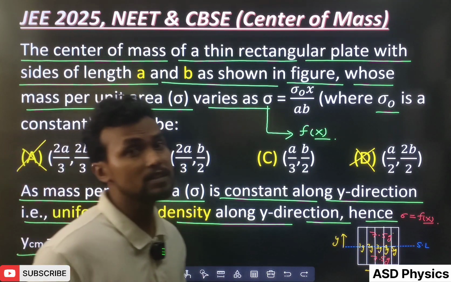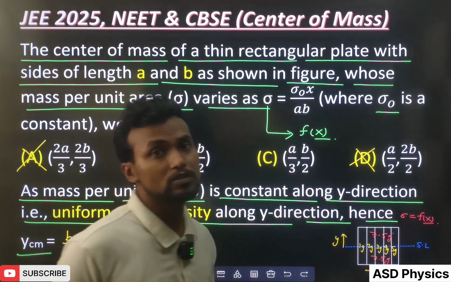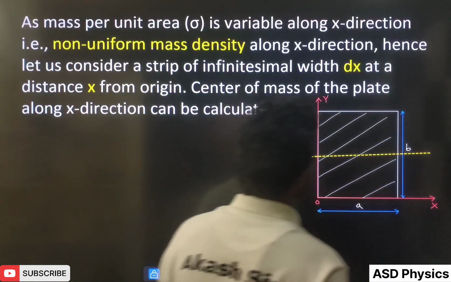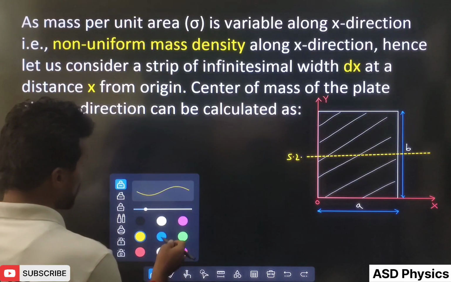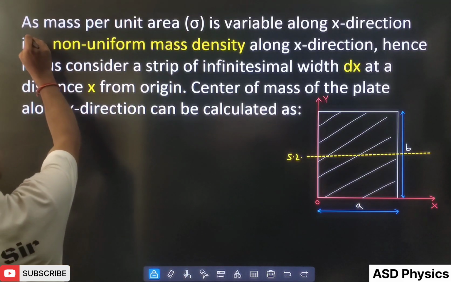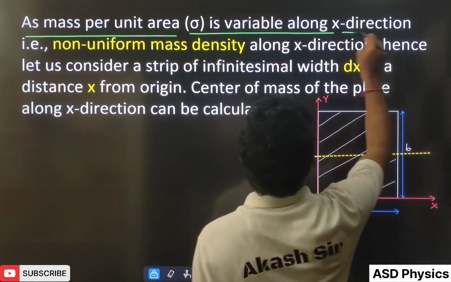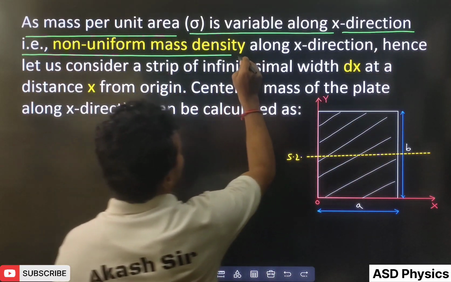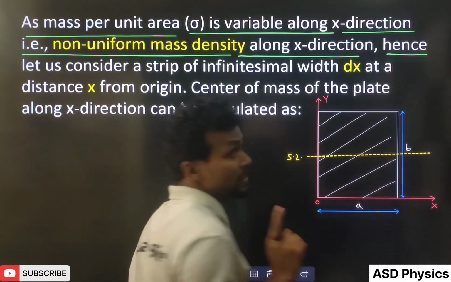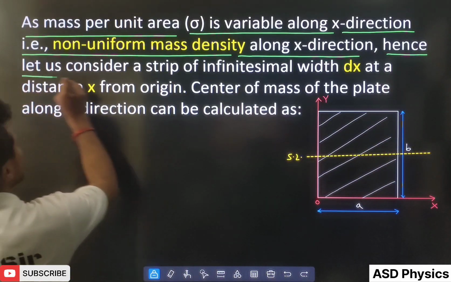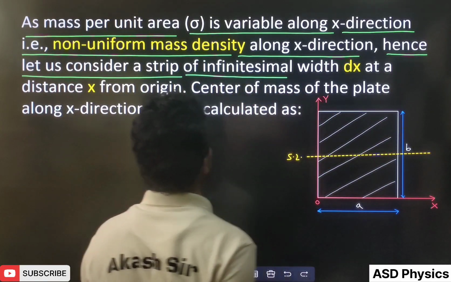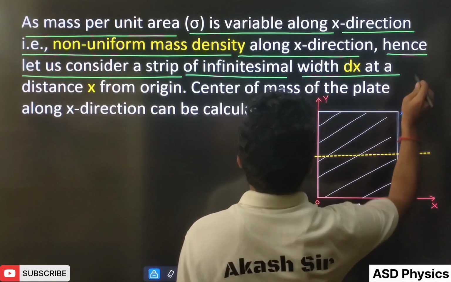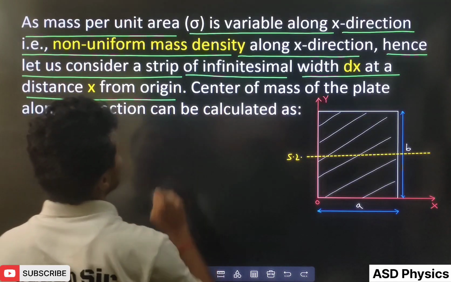Why do we have to calculate XCM? Because the mass per unit area is changing along the x direction. So now let's see. To calculate the XCM, what do we have to do here? See, as the mass per unit area is variable along the x direction, that is, non-uniform mass density along the x direction, hence let us consider a strip of infinitesimal width, that means very small, with width dx at a distance x from the origin.